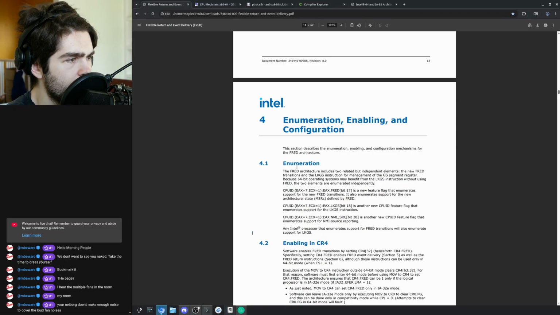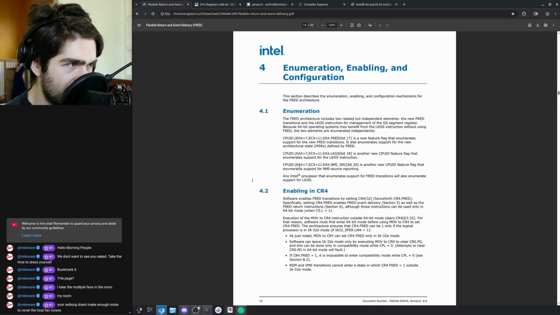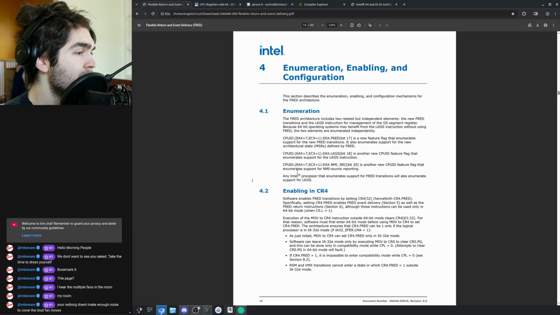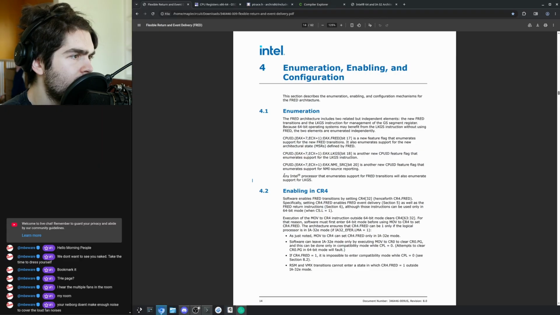This section describes the enumeration, enabling, and configuration mechanism for the thread architecture. Enumeration. The thread architecture includes two related but independent elements, the new thread transition and the LKGS instruction for management of the GS segment register. Because 64-bit operating systems may benefit from the LKGS instruction without using thread, the two elements are enumerated independently.